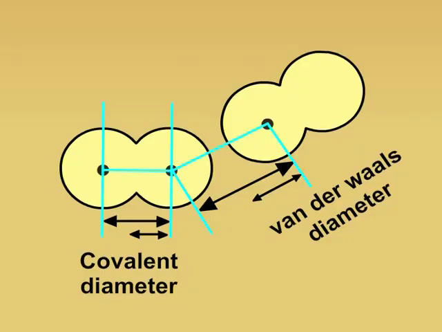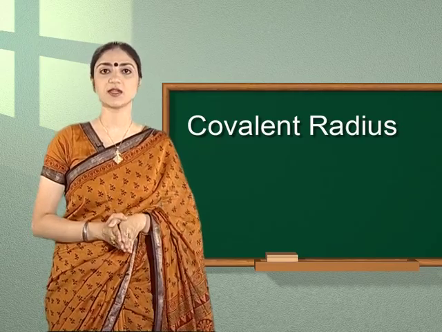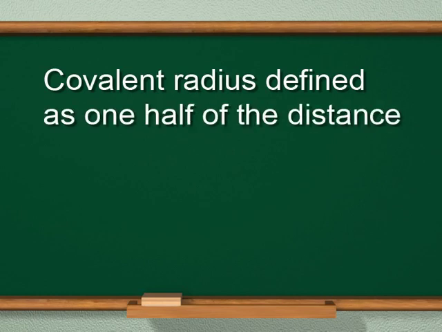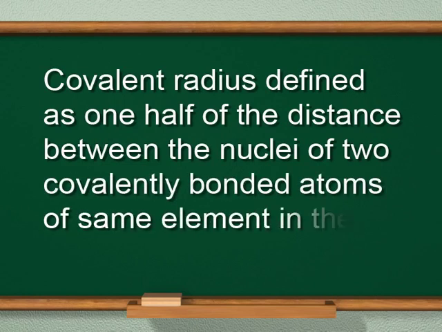An estimate of the atomic size can be made by knowing the distance between the atoms in the combined state. One practical approach to estimate the size of an atom of a non-metallic element is to measure the distance between two atoms when they are bound together by a single bond in a covalent molecule, and from this value, the covalent radius of the element can be calculated. Covalent radius is defined as 1/2 of the distance between the nuclei of two covalently bonded atoms of the same element in the molecule.